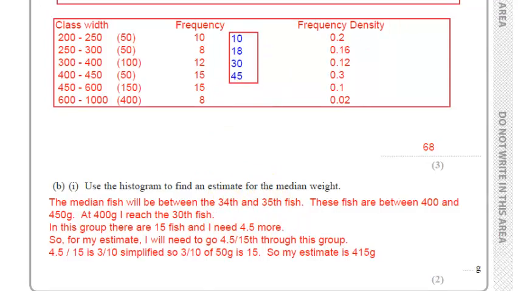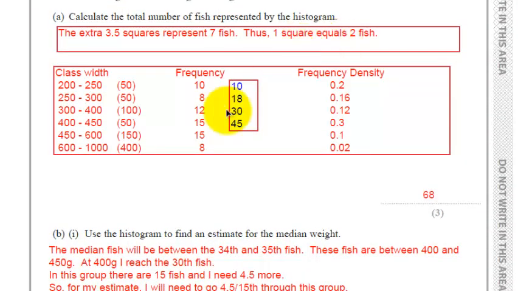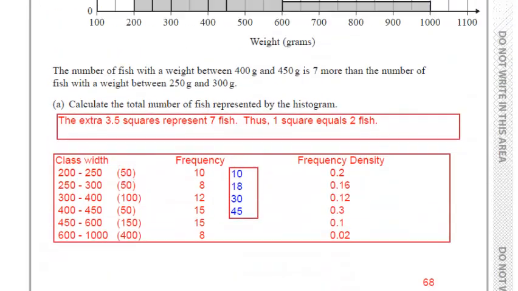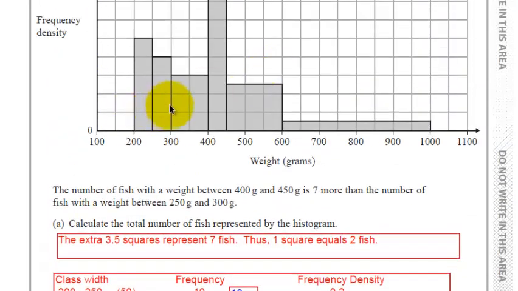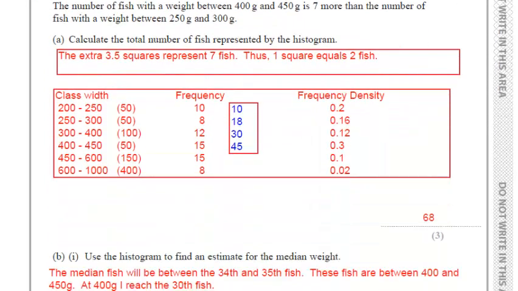Because I know that each square represents 2 fish, I know the frequency, I know how many are in each group. In the lightest group there are 10 fish. I'm not at 34 yet, so I'm not in the middle. In the next group, the 250 to 300 group, there are 8 fish. So 10 and 8 make 18. I'm still not quite at the middle yet. And that makes sense because I'm here now at the 300 gram and I've got fish number 18. So I'm not at the median yet.